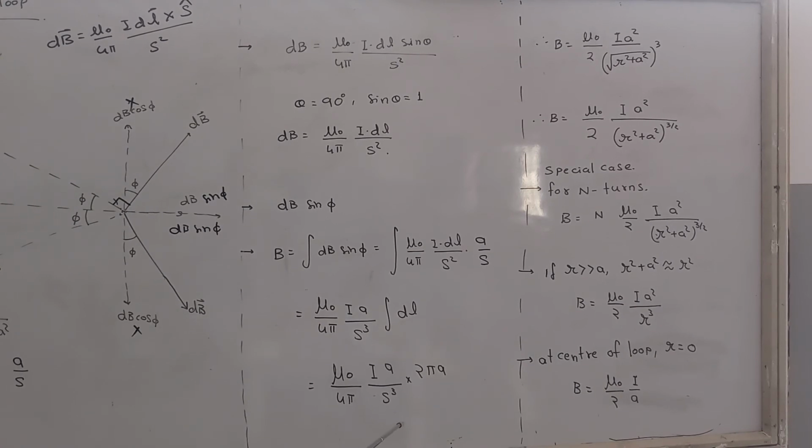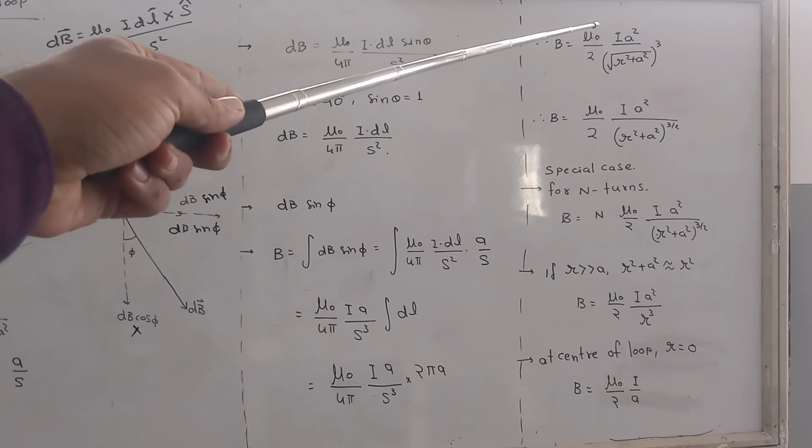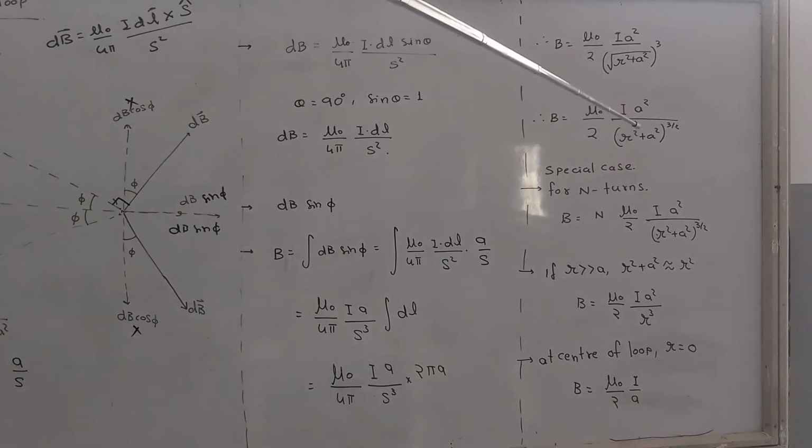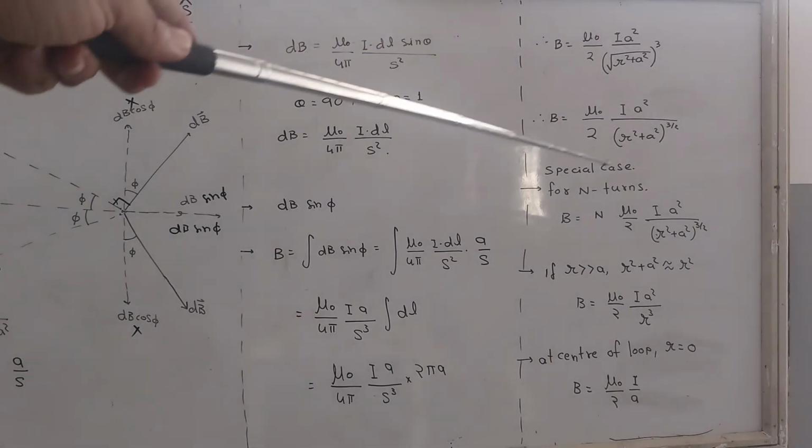This will cancel out. 2 will cancel with this, 4 pi will cancel with this pi. And what you get is mu 0 by 2, I a square divided by r square plus a square to the power 3 by 2, which can be written as r square plus a square raised to 3 by 2. So this completes the derivation.